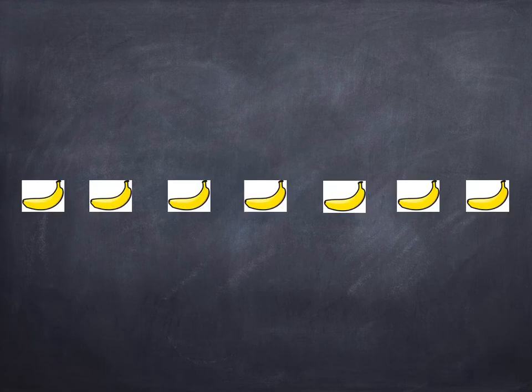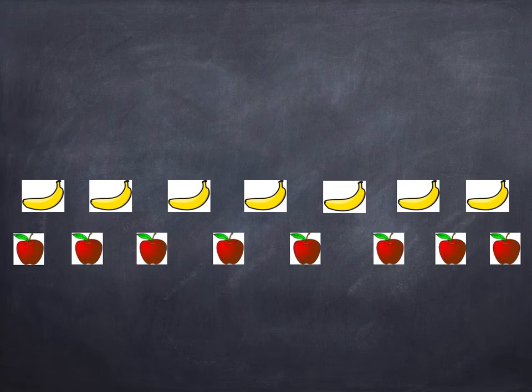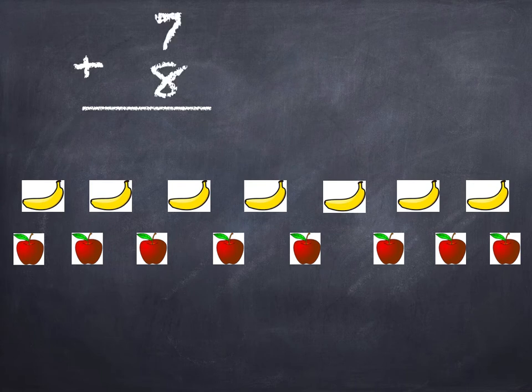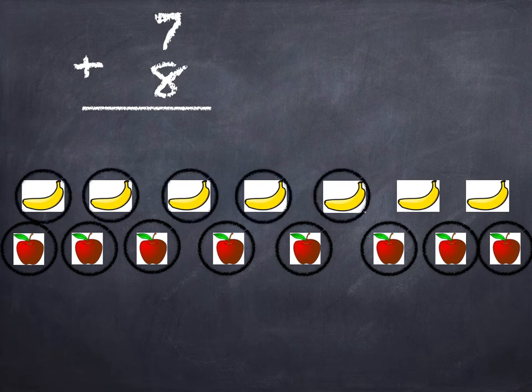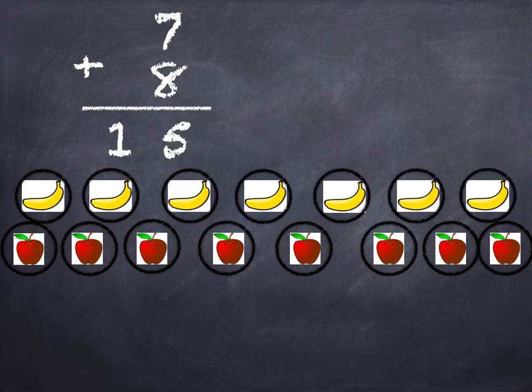Since we are combining 7 and 8, that means we are adding. We can find the answer to this by using an equation, also called a number sentence, as well as the picture. We will write 7 plus 8 vertically. So we start with the bigger number, 8, and put it in our head. Then we count on 7 more. 8, 9, 10, 11, 12, 13, 14, 15.